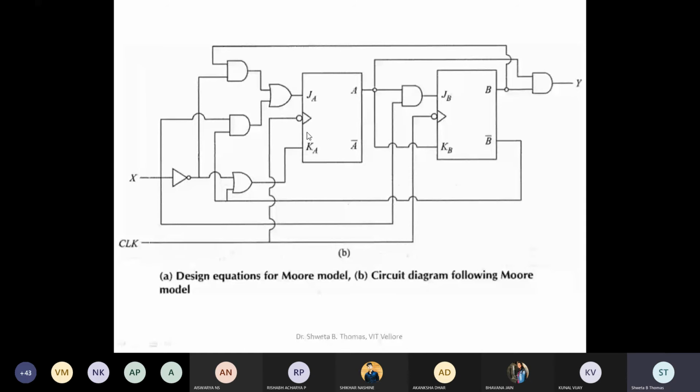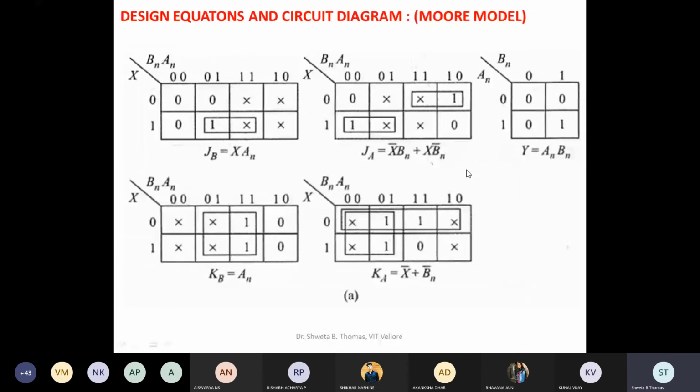Two flip-flops have been taken here, the JK flip-flops for A and B. Whatever values you have got, only those you put with the help of different gates, except the clock, which you give separately. The rest of the things totally depend on this design equation. Any doubts, any confusion till here, students? Any one of you having any doubt, confusion? No? Okay, thank you.